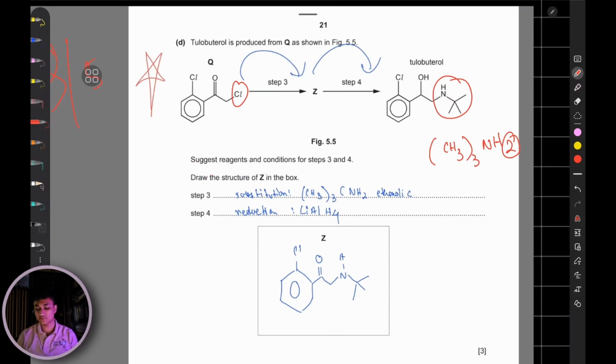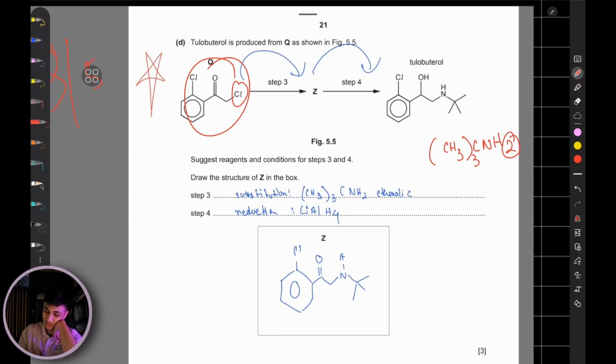Suggest reagents and conditions for steps 3 and 4. Draw the structure of Z in the box. Step 3, what should happen? Step 3, you're going to substitute this CH3, CNH2. Oh, in the middle there is supposed to be a C, sorry. So CH3, CNH2. So you're going to add that to the Q. And H and Cl are going to leave the structure, forming this bond. Forming this amine bond. Fair enough.